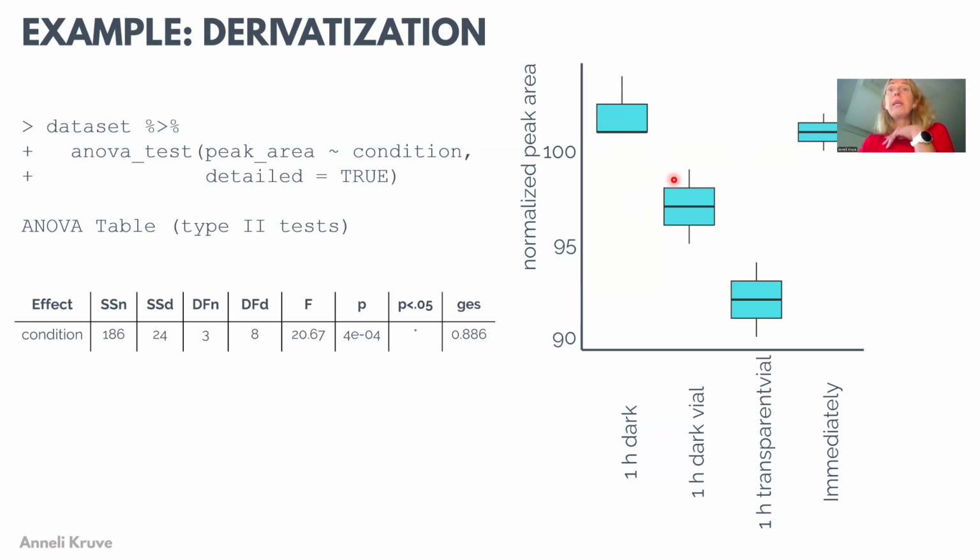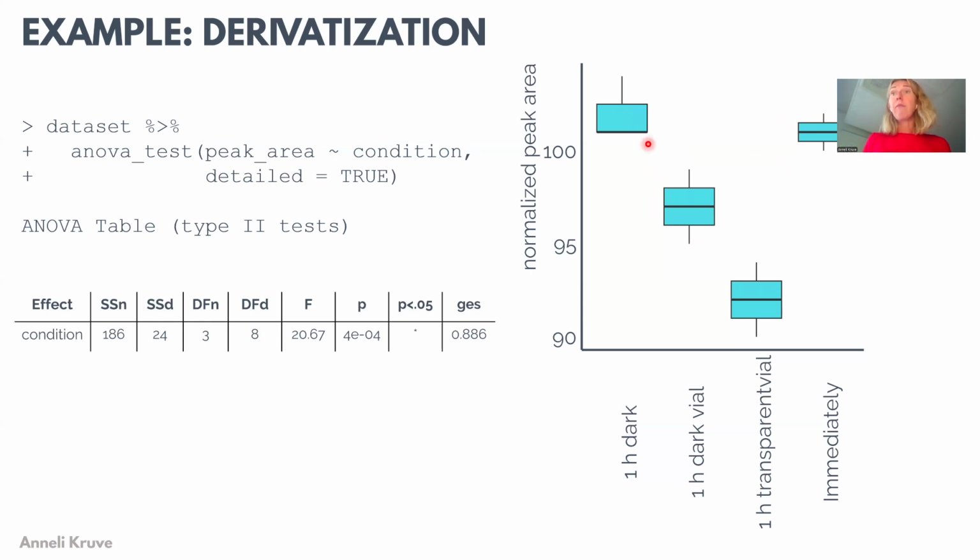But we do start seeing that the boxes for the dark vial condition versus holding it really in the dark, maybe in a cupboard, are different. So boxes don't even overlap anymore. Actually, the whiskers also don't overlap. So this might be a substantially different condition. And also keeping the sample in a transparent vial is not having any overlap with the dark vial, nor with the cupboard, nor with the immediate analysis.